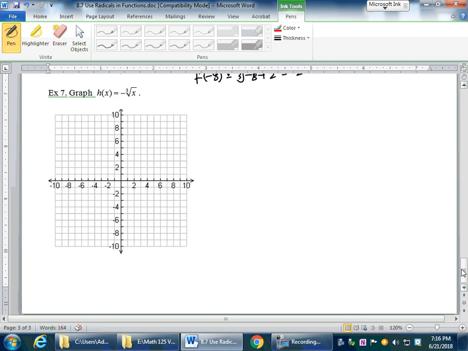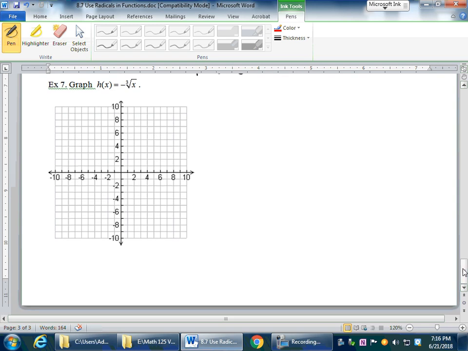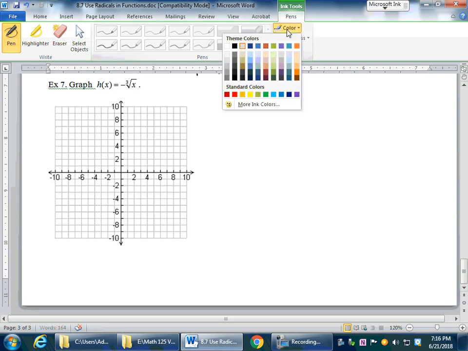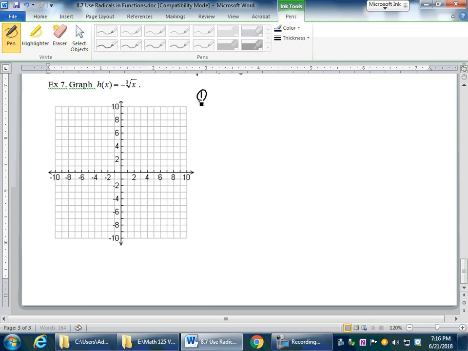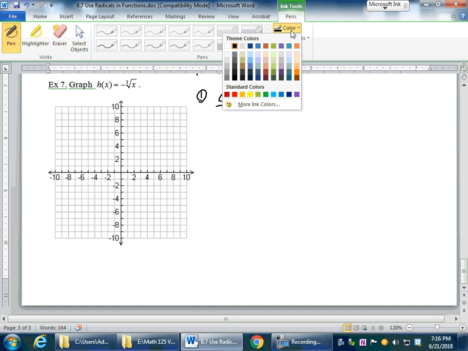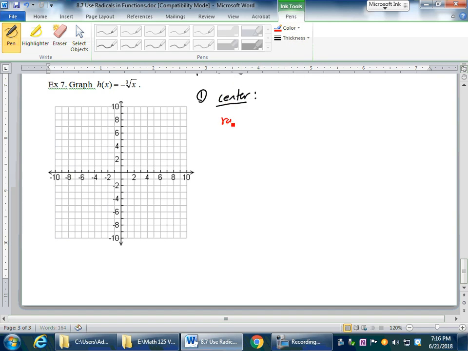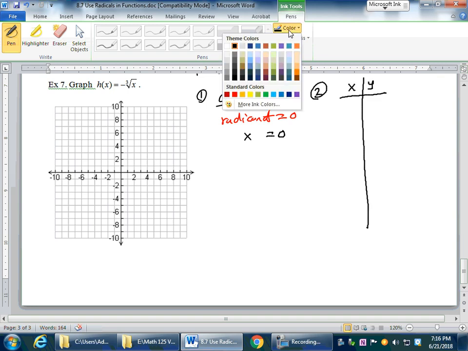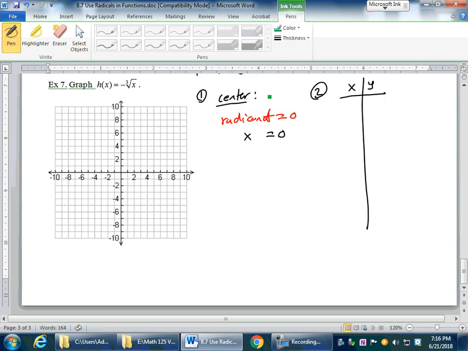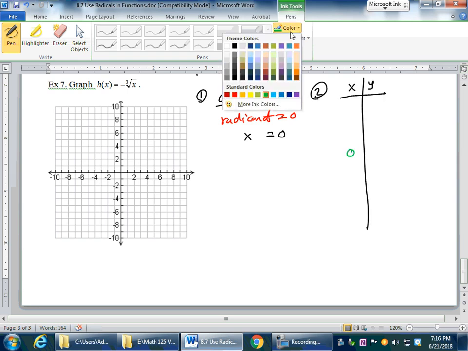Finally, the last graph. For the cube root functions, once again, first, you need to find out my center. So in this case, how do I get the center? The radicand must be equal to 0, which is x must be equal to 0. Once we know the center, that's where we're going to use the xy chart to find it out.